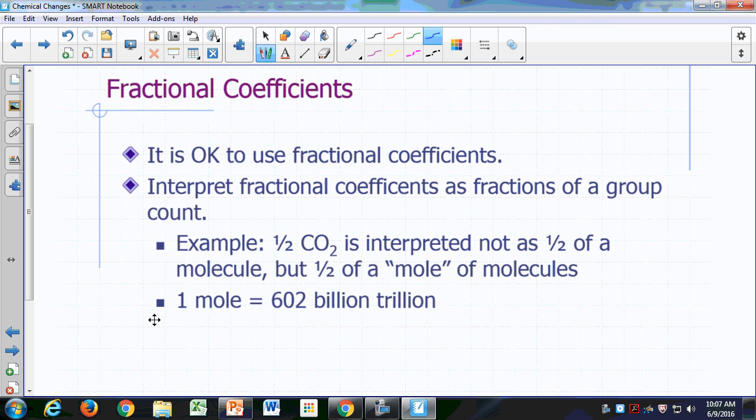Now, actually, you can even use fractional coefficients, okay? But just be alert to the fact that you can't have half a molecule. So when you have fractional coefficients, interpret that as a fraction of a group count, okay? A fraction of a mole, okay? So when you see 1/2 CO2 in your chemical equation, don't interpret it as involving half a molecule of CO2, but interpret it as half of a mole of CO2 molecules. If you recall, a mole is 602 billion trillion things, okay?